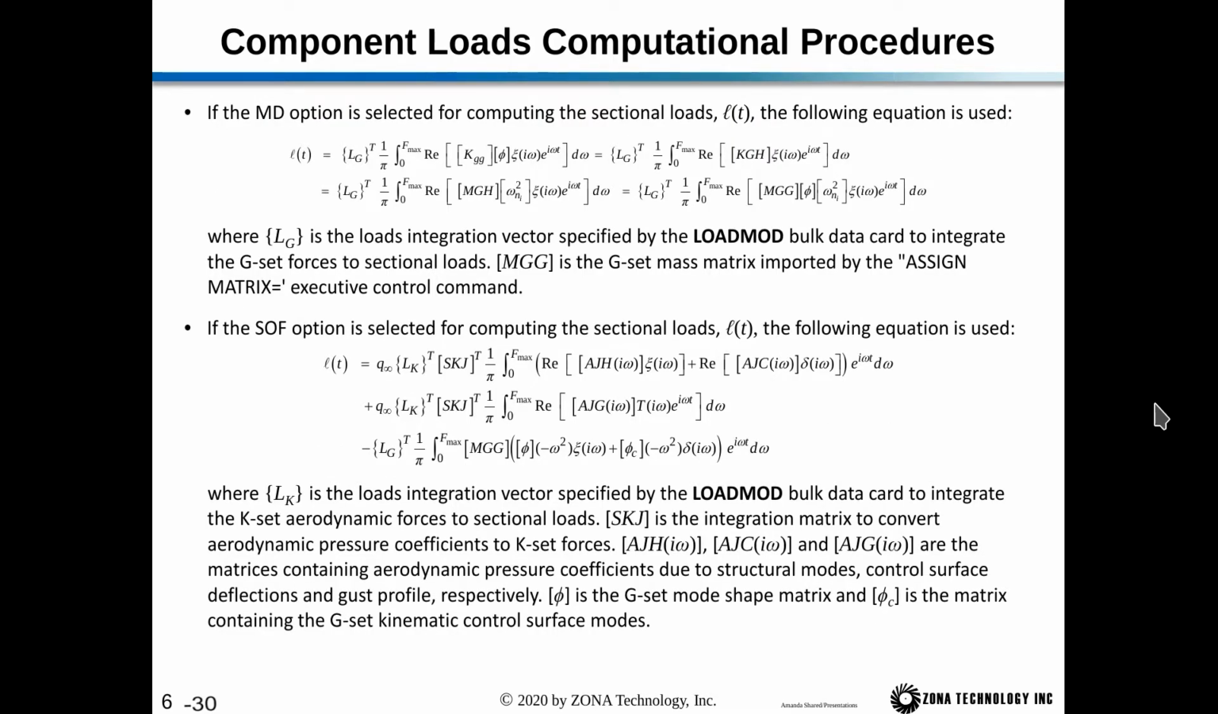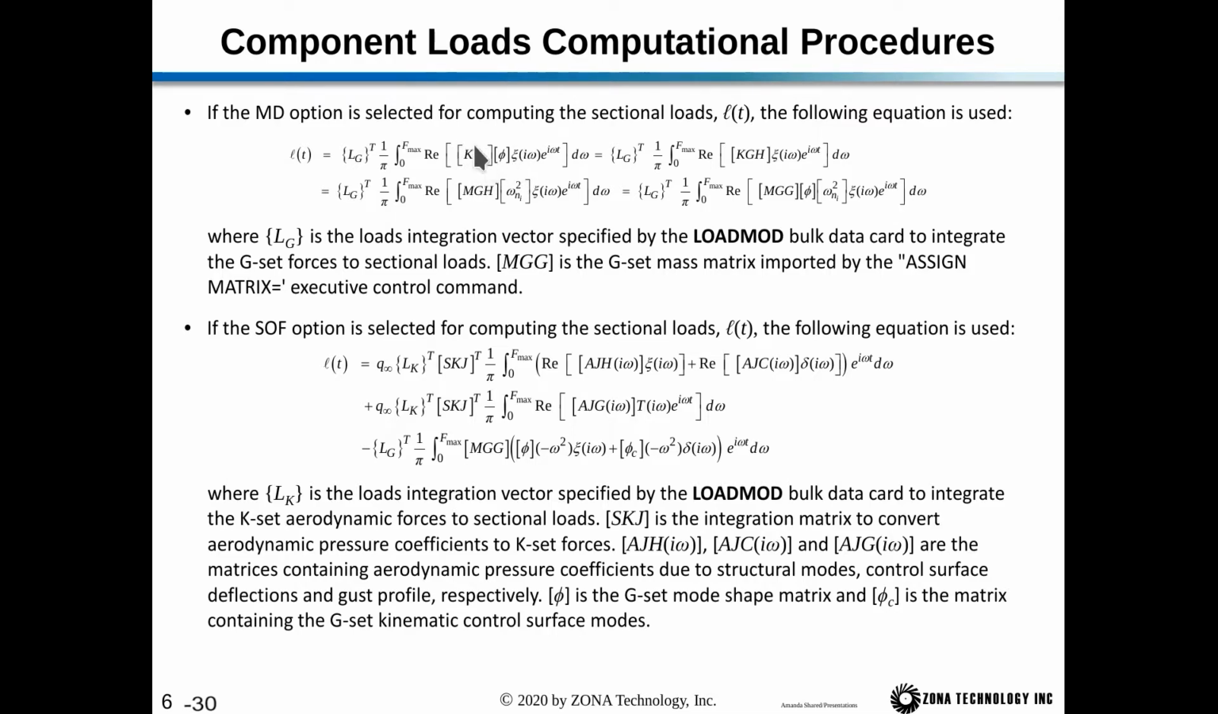So next we have the component loads. So we're reviewing that once again here. For the mode displacement option, which we've done, L of t, the loads, is computed using this equation. Lg of t is the inverse Fourier transform of Kgg times Xc of i omega, or Kgg times phi, which is our mode matrix, times Xc of i omega.